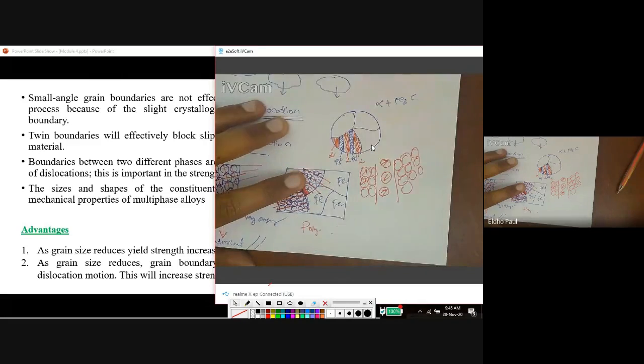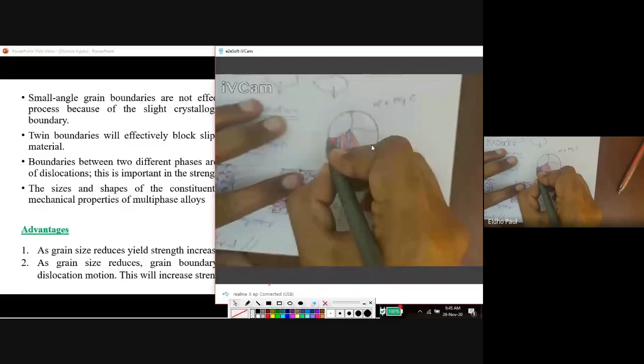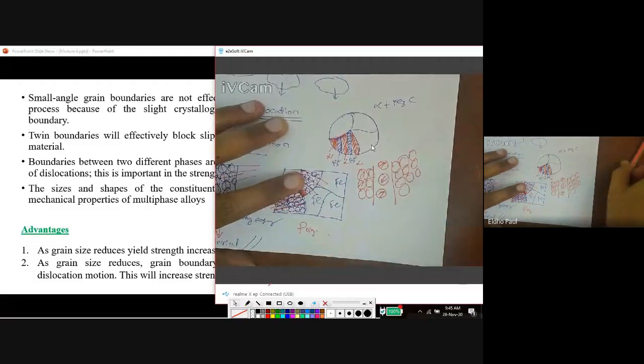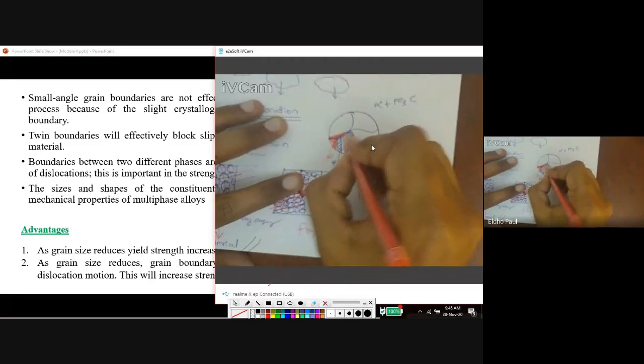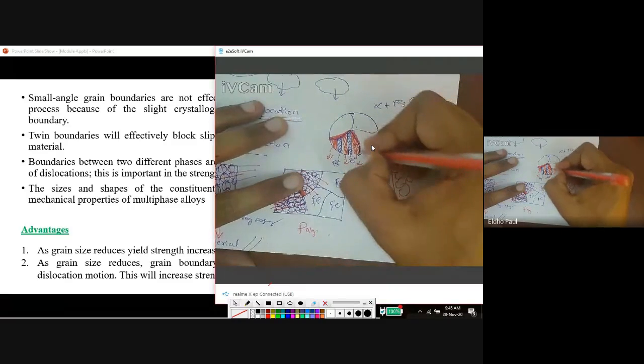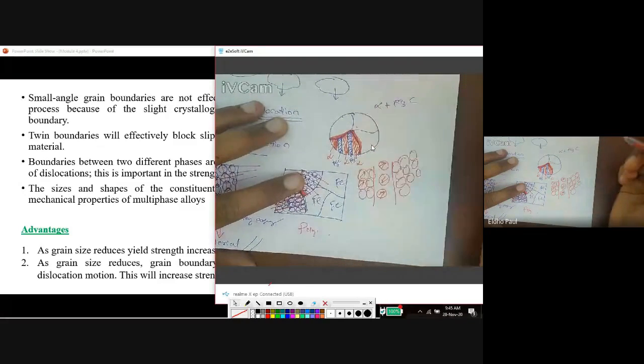Okay, and this is called grain boundary. This region is called grain boundary, the separation between two grains.